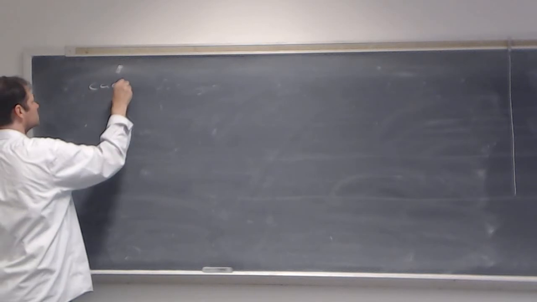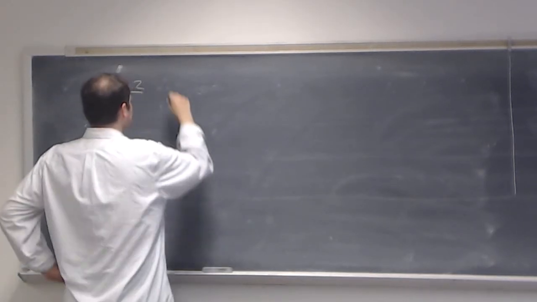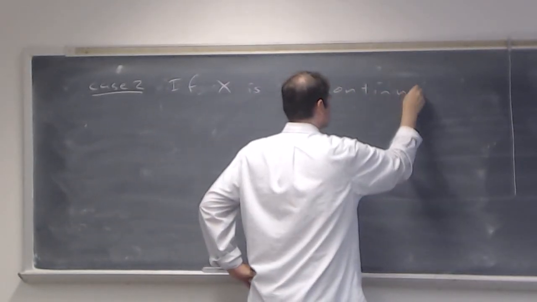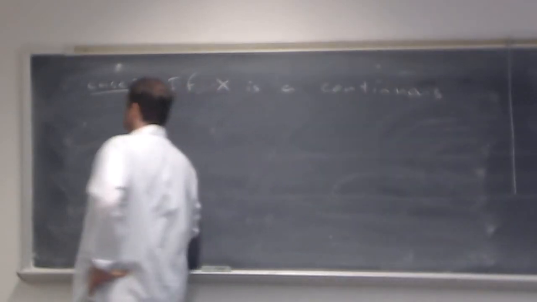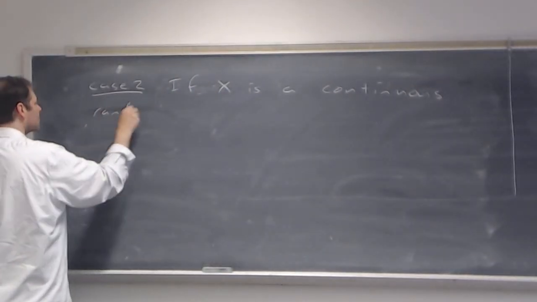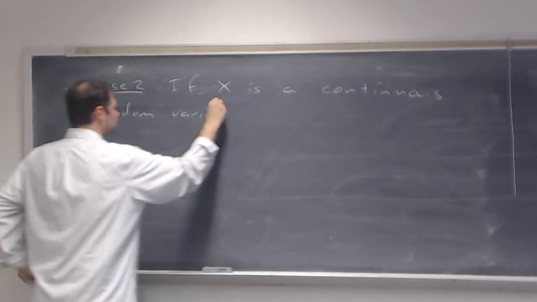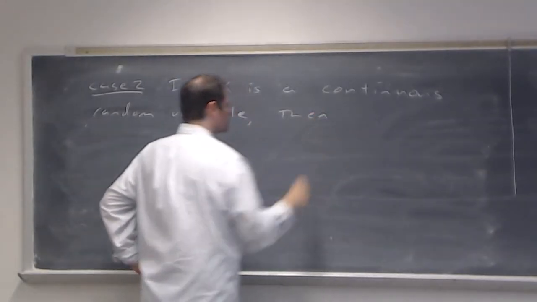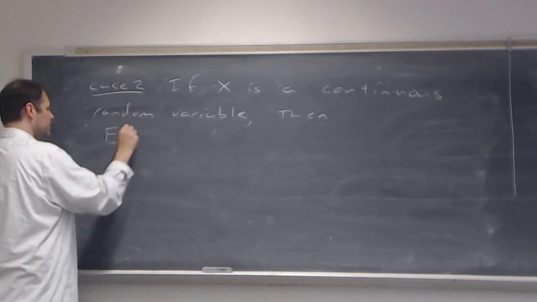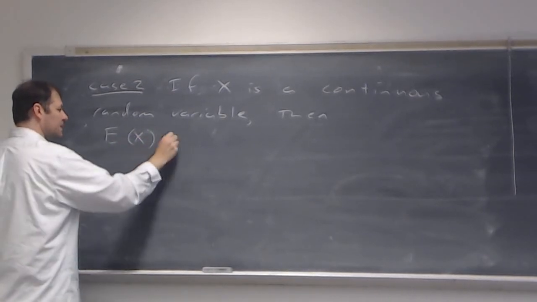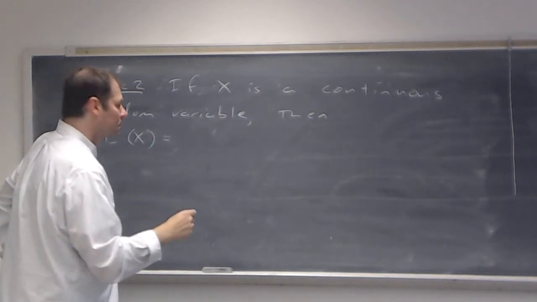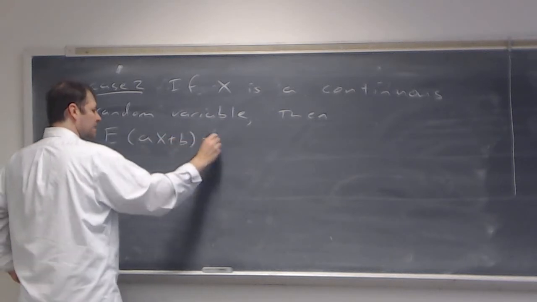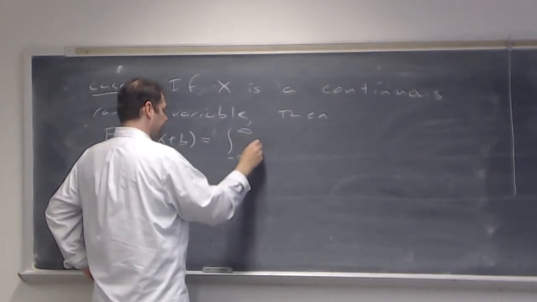Case 2 is if X is a continuous random variable, then the expected value of aX plus b is equal to the integral from minus infinity to infinity of (aX plus b) times f of x, which is the PDF of X, dx.